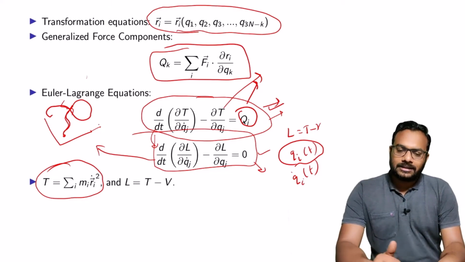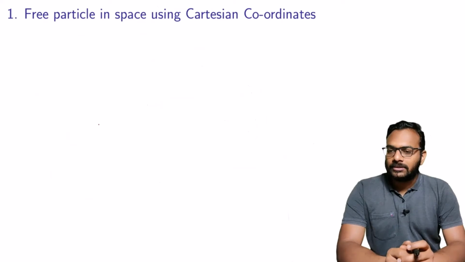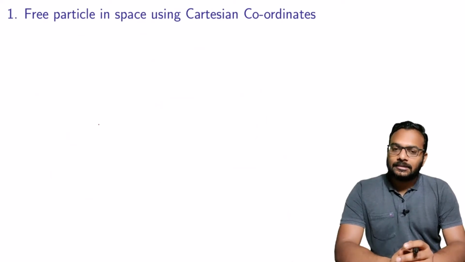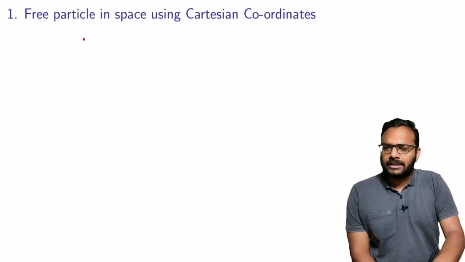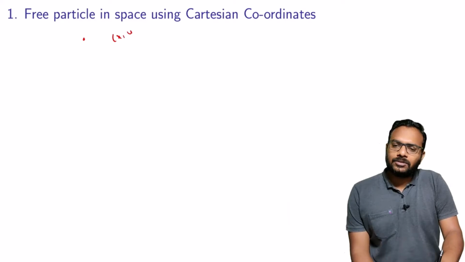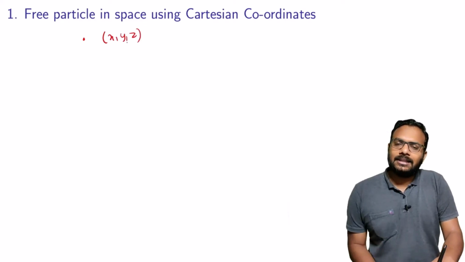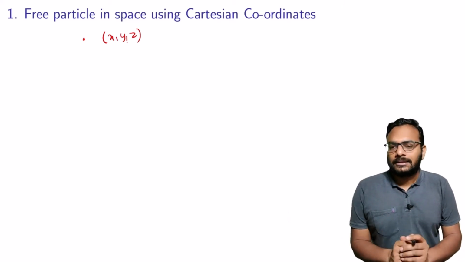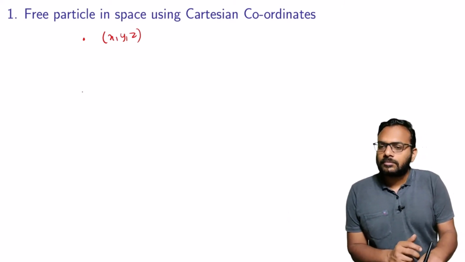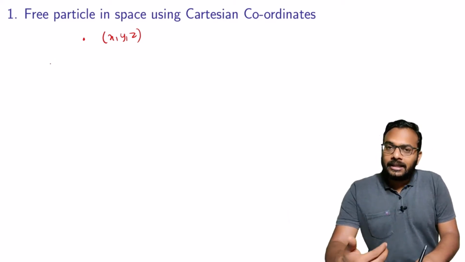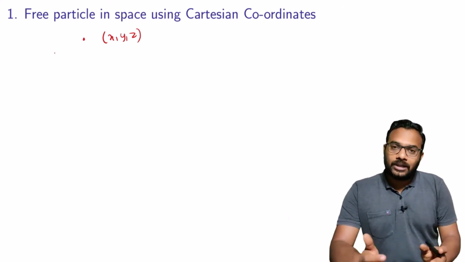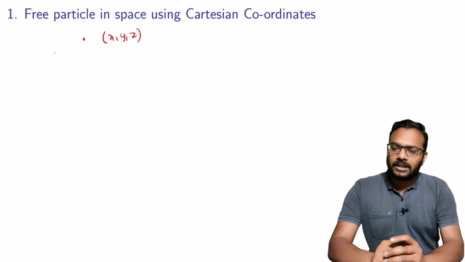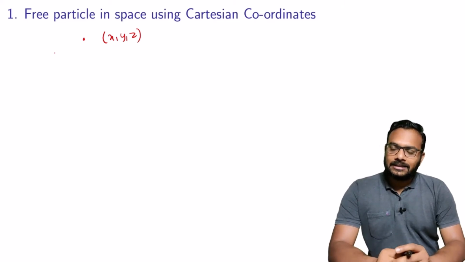Now we can start solving problems. Let's start with the simple case of a free particle in space using Cartesian coordinates. We are talking about a single free particle in space, so the Cartesian coordinates are x, y, and z. These are all independent, so we don't have to look for other generalized coordinates here. We need to find the Lagrange's equation. The equation we mentioned earlier is known as the Lagrange's equation or the Euler-Lagrange equation. People call it by different names, but we need to find the Lagrange's equation here.